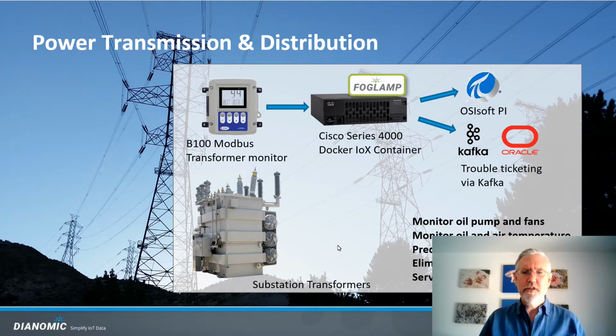And they're running this inside a Cisco device, inside a Docker, and inside a container. And they're sending data to multiple locations. They're sending it to their OSIsoft Pi servers and also via Kafka to a trouble ticketing system. So when they detect problems, they can do truck rolls.